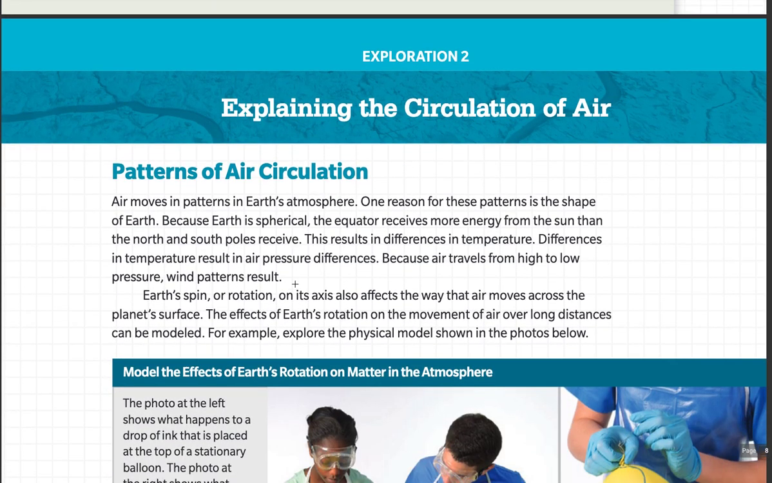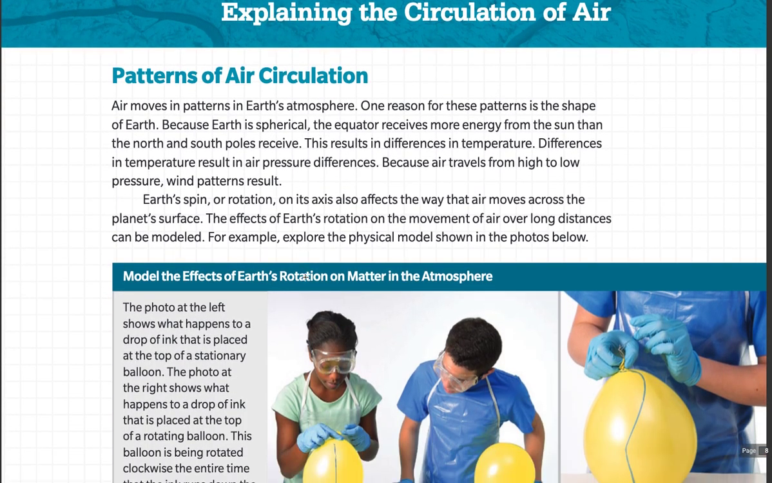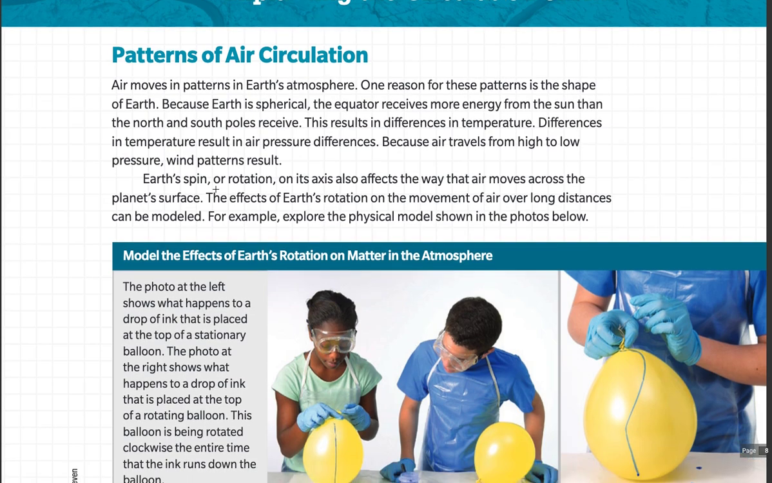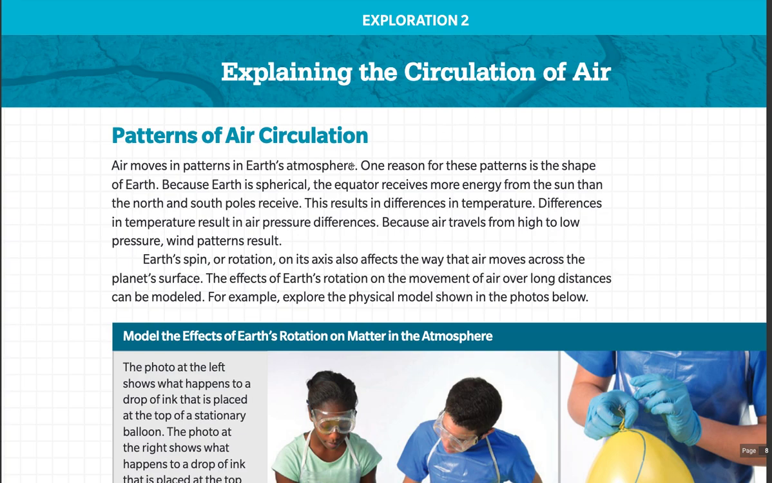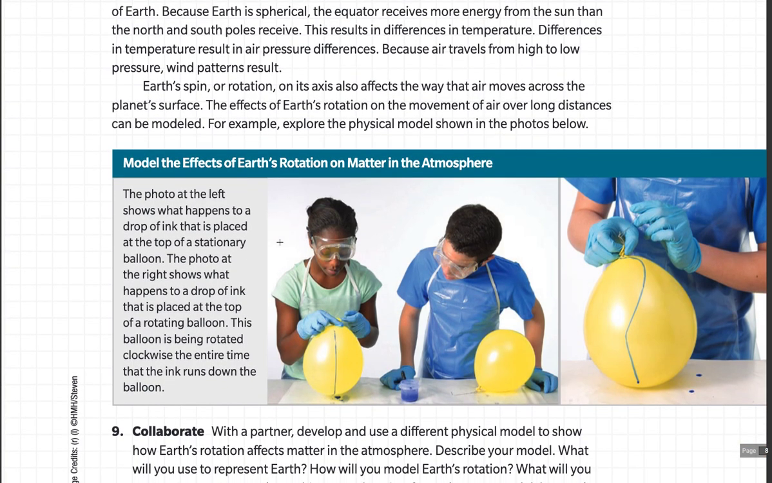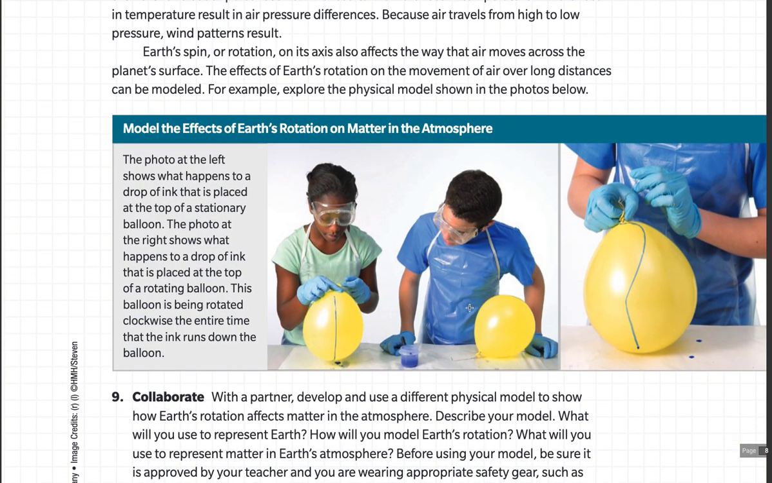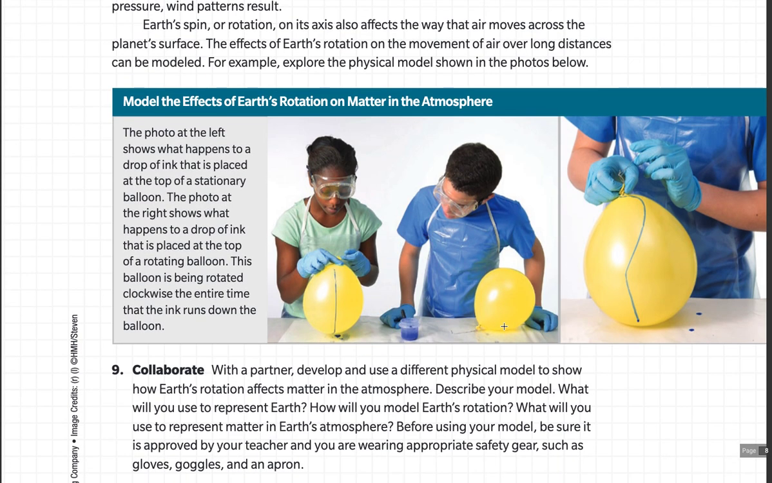Exploration 2. Patterns of air circulation. So this is talking about how air kind of circulates around the Earth. And this is a hard experiment to see. Normally, we kind of try and do this in class. But what they do in this little experiment that they're showing in this picture is they have little droppers of ink and they have balloons.